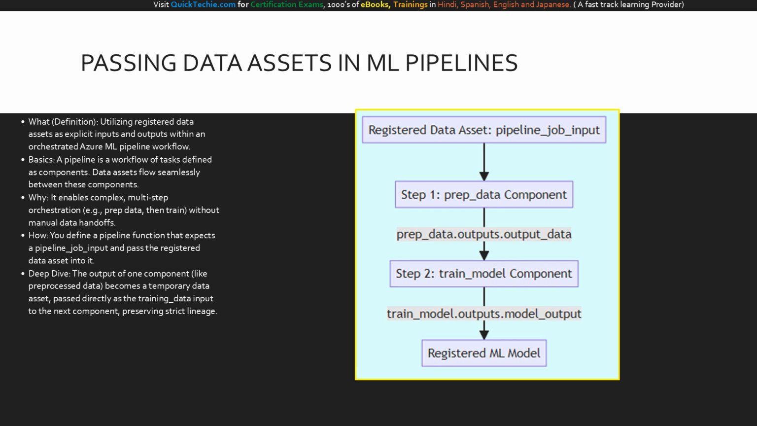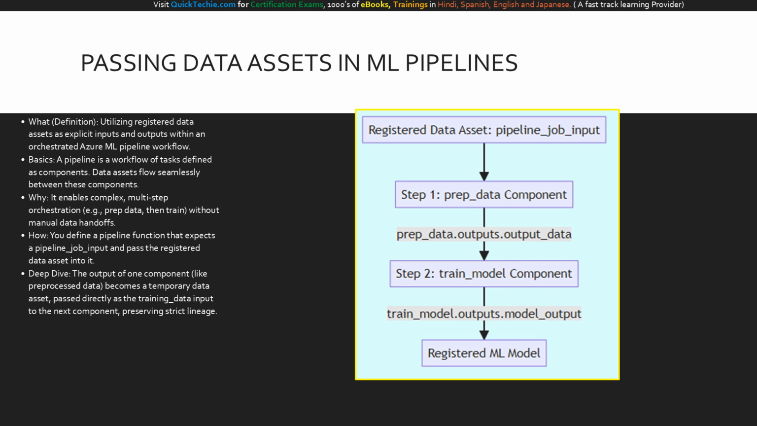How does the data move? The output of your first component, say your clean data, automatically becomes a new data asset that is fed directly into the expected input of your second component. This chained approach completely eliminates manual handoffs and preserves a flawless data lineage from start to finish.